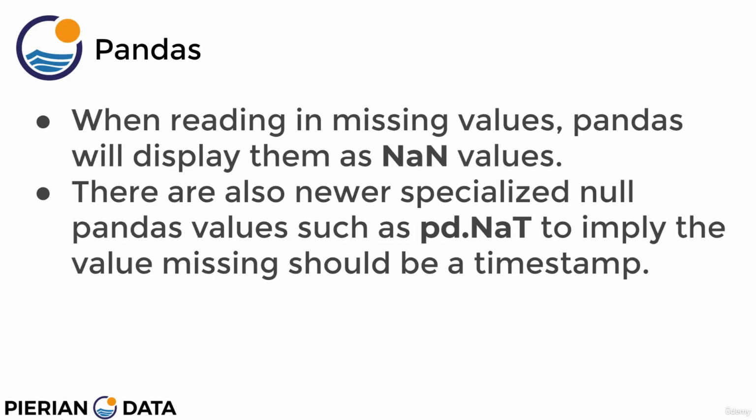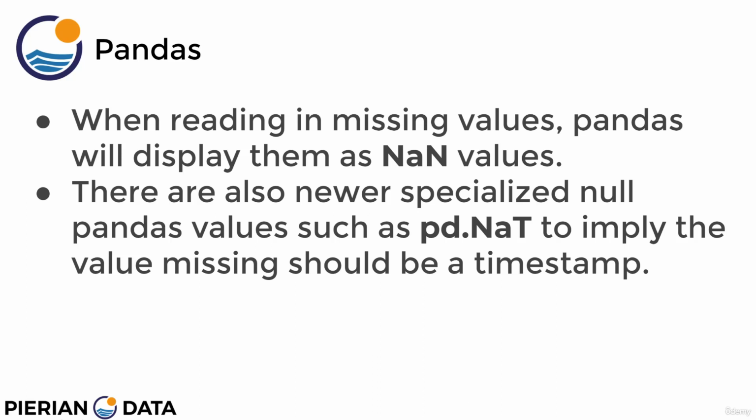It's important to note that when you're reading in missing values with Pandas, it's going to display them as NaN values, which stands for not a number. It should also be noted that newer versions of Pandas have some specialized null values, such as pd.NaT, meaning not a timestamp. What's nice about this is it implies the missing value should be of a particular data type, such as a timestamp.